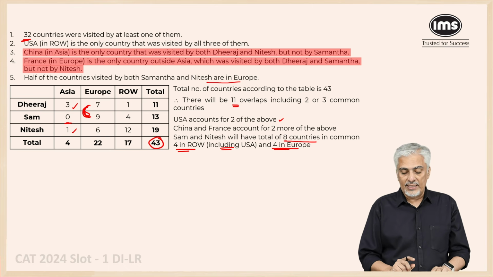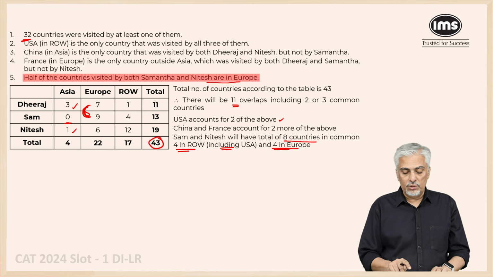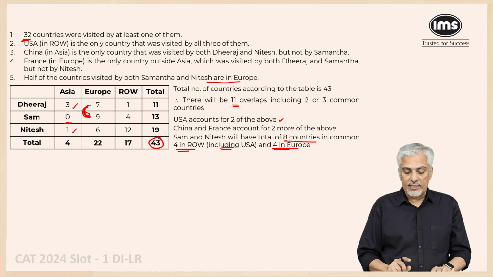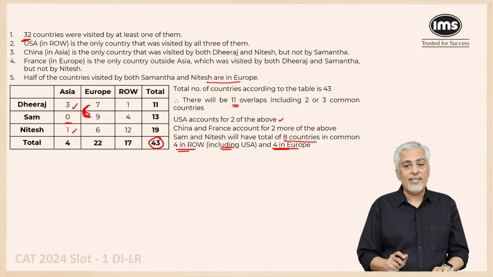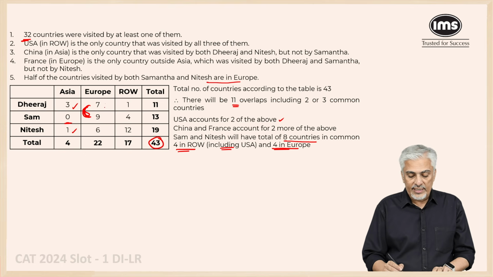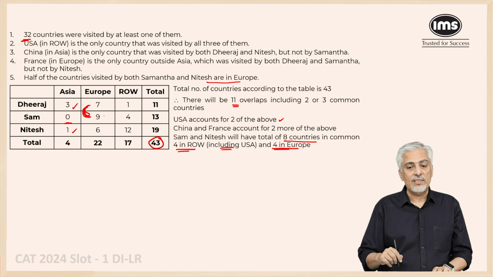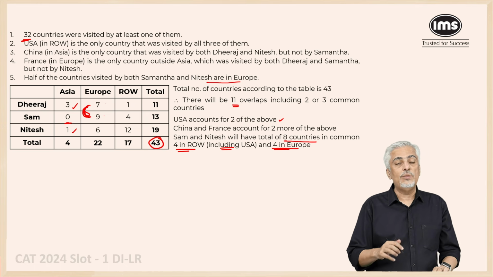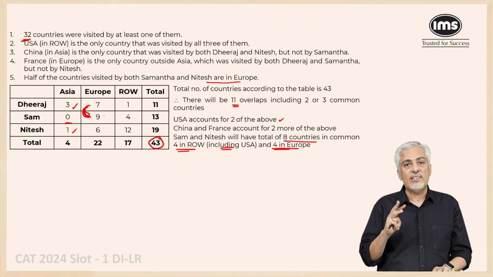Now, once I got that, I know that this I've already used. Now, understand this further. From here, what do I get? Between Dheeraj and Nitesh in Asia, there was 1 country. Between Dheeraj and Samantha in Europe, there was 1 country. Between Samantha and Nitesh in Europe, there were 4 countries. And in the rest of the world also, between only 2 of them, Samantha and Nitesh, there were 3 countries. But there was 1 country, USA, which was common to all 3 of them. And that is what we have got.